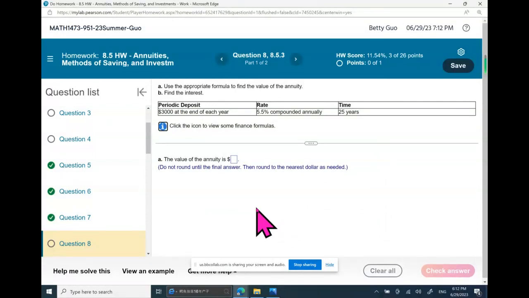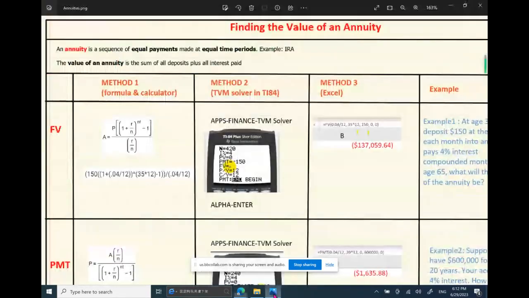Use the appropriate formula to find the value of the annuity. You don't have to, by the way. You just need to enter the right answer. Part B, find the interest. Sorry, excuse me, the value. Let's understand what is the value of an annuity. The value of an annuity is the sum of all deposits plus all interest generated from those deposits. It is right here on my table note, right below the definition of annuity.